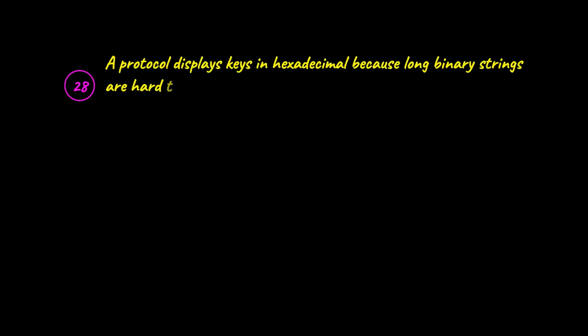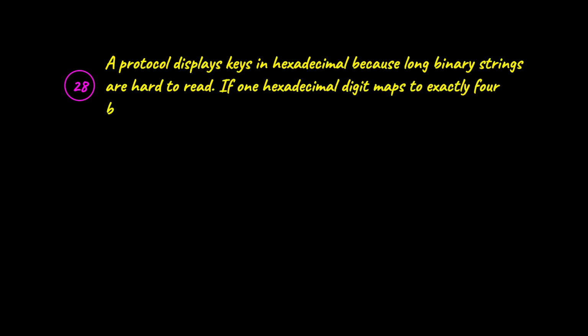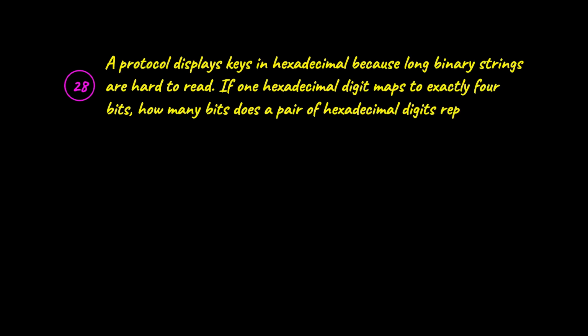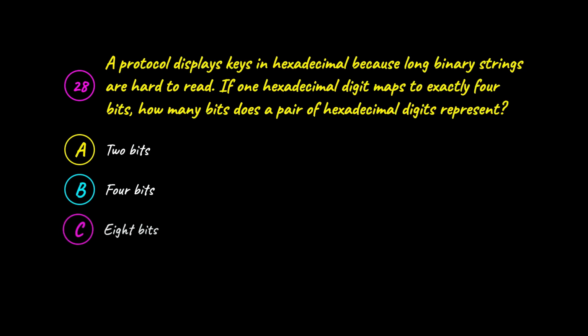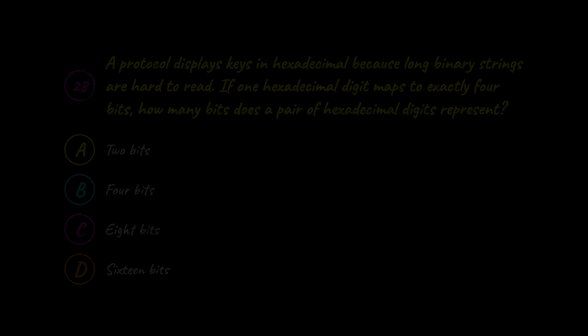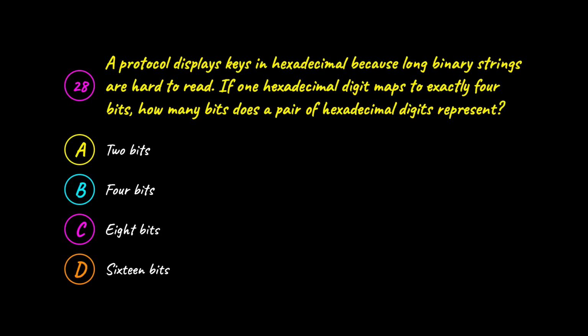Question 28. A protocol displays keys in hexadecimal because long binary strings are hard to read. If one hexadecimal digit maps to exactly 4 bits, how many bits does a pair of hexadecimal digits represent? Your options are A. 2 bits, B. 4 bits, C. 8 bits, D. 16 bits. What's your answer? Commit to one before I continue.